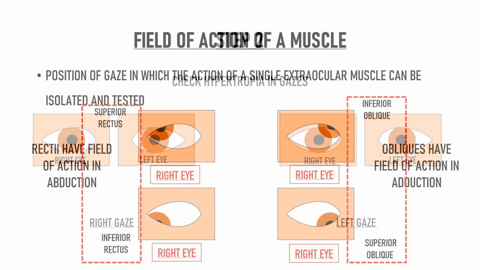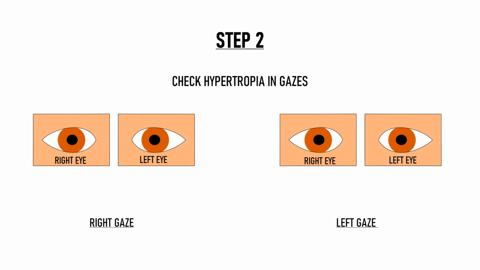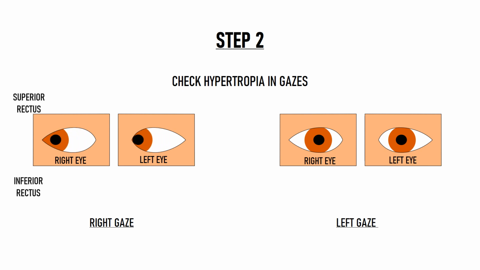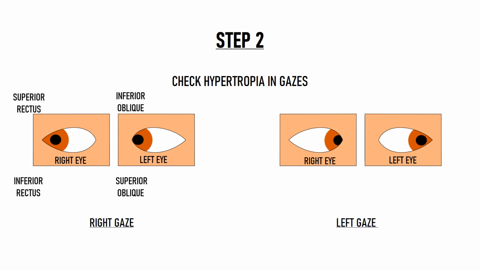So coming back to step 2 of Parkes 3-step test, in right gaze, the right eye is in the abducted position and in this case we check the actions of recti, so right superior rectus and right inferior rectus. And in the same gaze, the left eye is adducted and in adduction we check the action of the obliques, so left inferior oblique and left superior oblique. So in the right gaze, we check the actions of the recti of right eye and the obliques of left eye. And in left gaze, we check the actions of the recti of left eye and the obliques of right eye.